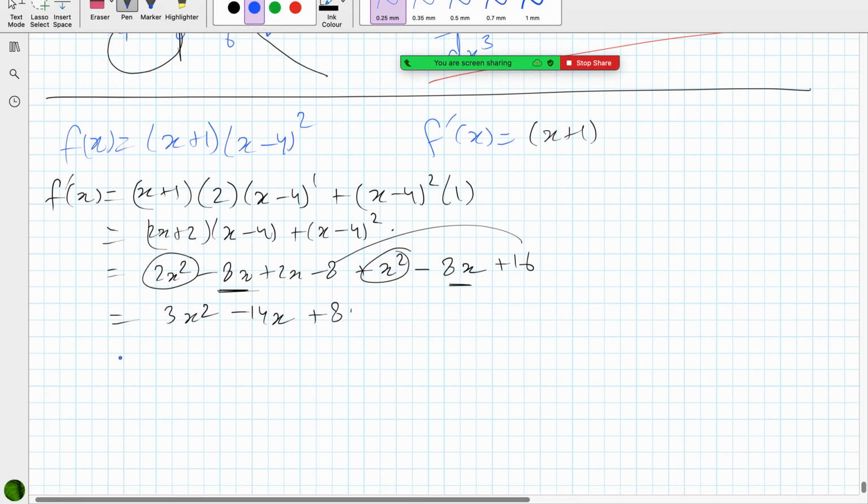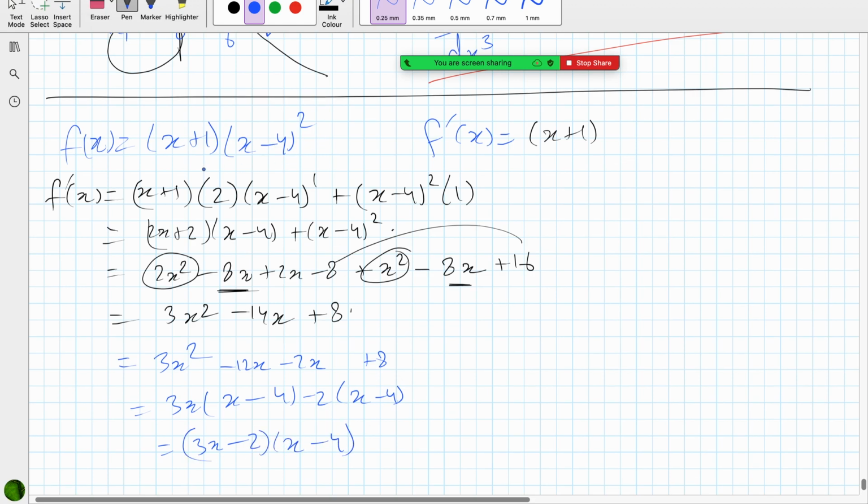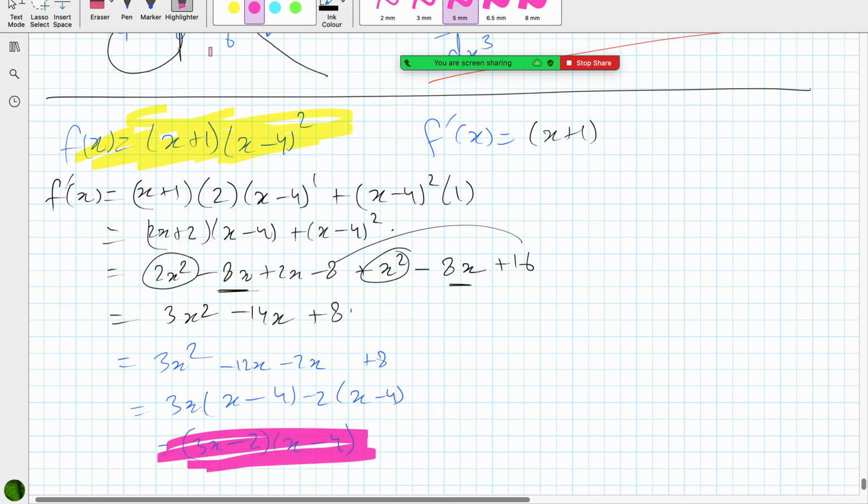So we go for mid-term breaking. 3x square and 8, 3 8 times is 24, 12 and 2 is 24, minus 12x minus 2x, 3x, x minus 4 minus 2, x minus 4, so 3x minus 2 into x minus 4. So these are basically the two equations. One is this, which is f of x, the other is this, which is the derivative. So we have to sketch these two.